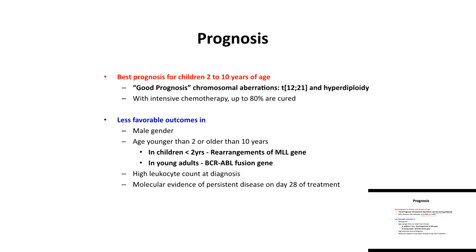The BCR-ABL fusion gene, or what we know better as the Philadelphia chromosome, is often seen in children above the age of 10 years and associated with a not so good prognosis. In children less than 2 years, it's mostly rearrangements of the MLL gene.